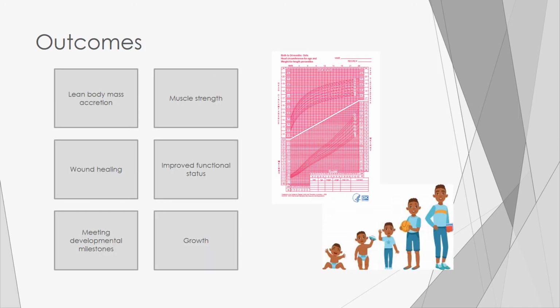Assessing a patient for malnutrition and using appropriate clinical judgment to diagnose them, followed by interventions and monitoring, leads to the following outcomes during follow-up evaluations: lean body mass accretion, increase in muscle strength, meeting of developmental milestones, wound healing, improved functional status, and patient growth.